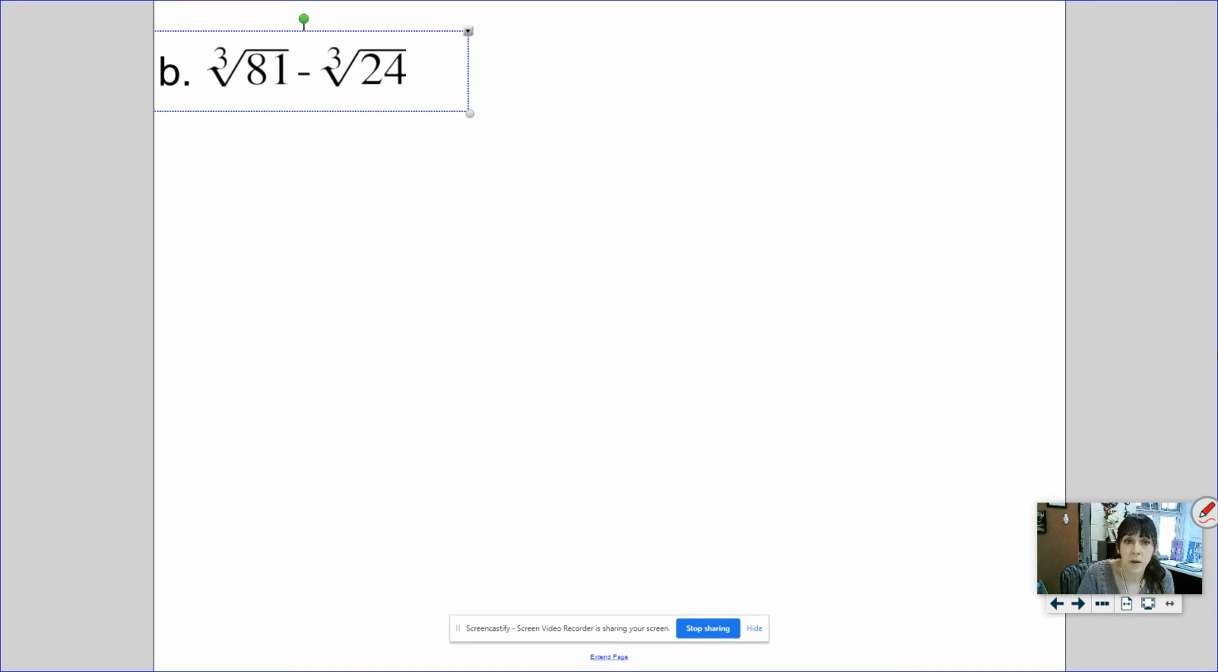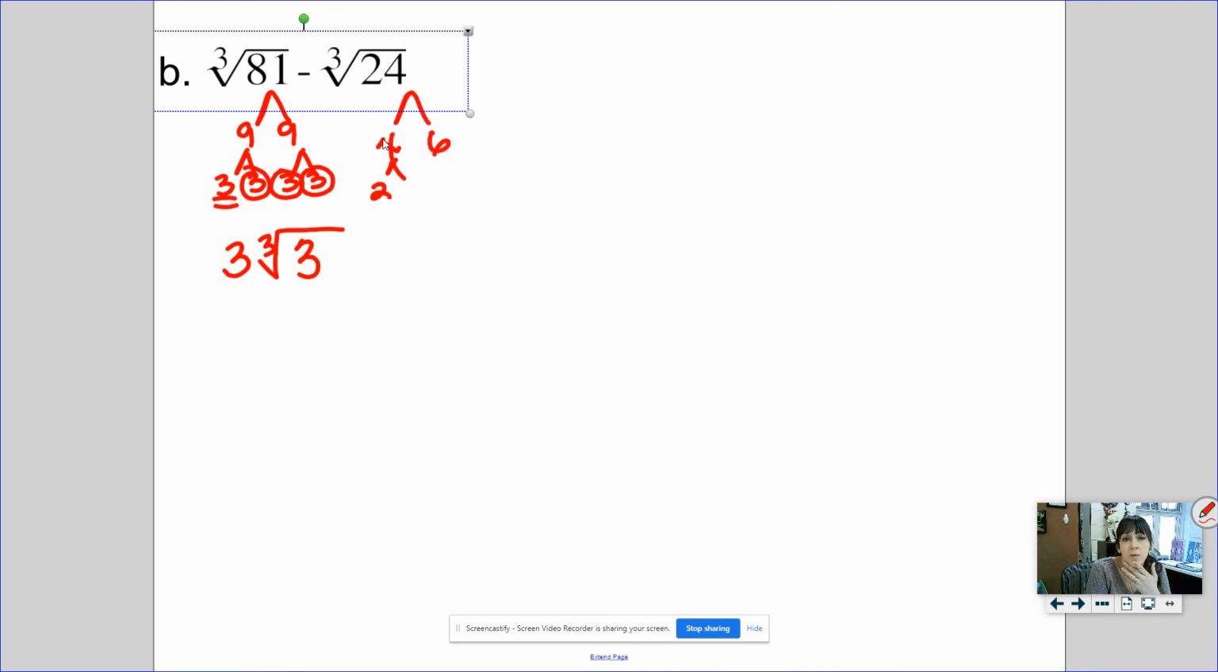Let's try another one. So step 1 is you're going to break this down and simplify all the way down first. This is a cube root, remember, so I have to have 3 of the same thing in order to be able to remove it from the radical. So this would be 3 on the outside and still a 3 on the inside.